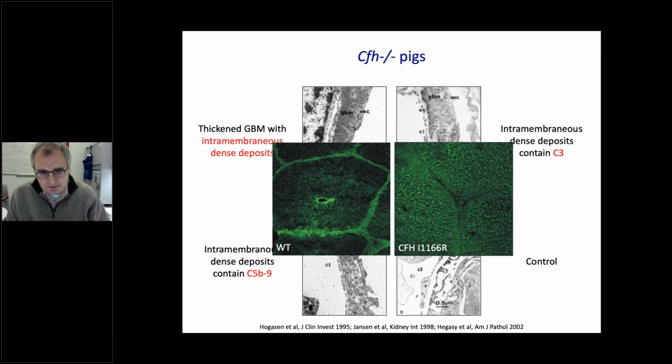A few years later, the underlying defect was identified. It was a truncating mutation in factor H. The protein was expressed in liver cells that you can see here, and the GFP labeled factor H on the right side was not able to be released from those cells, so the periphery was basically depleted of factor H.